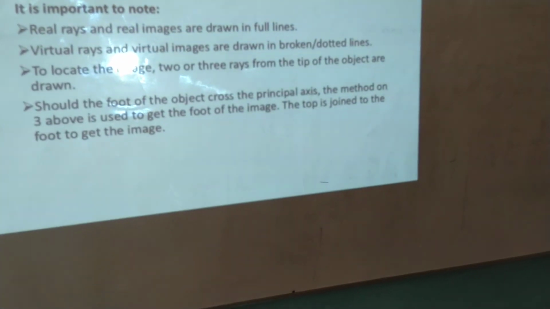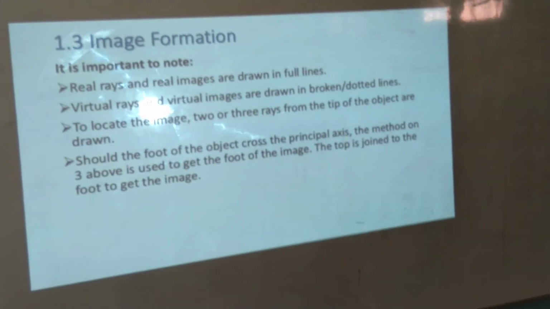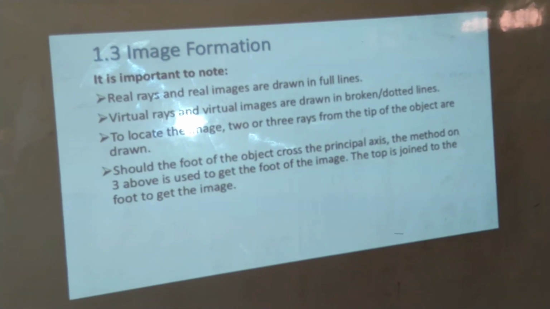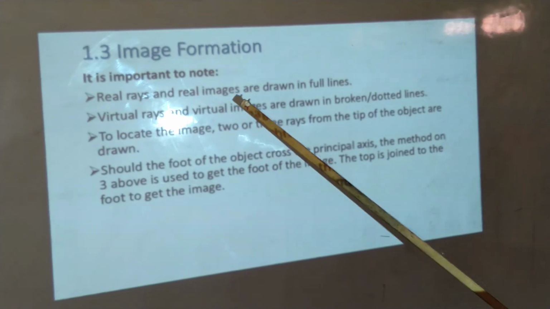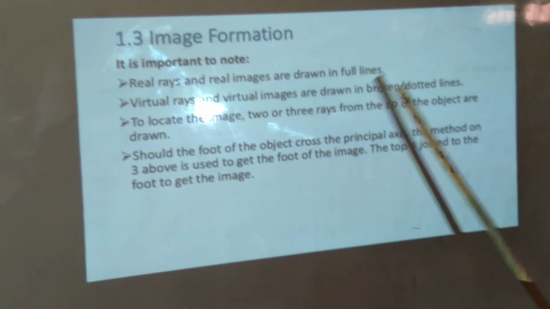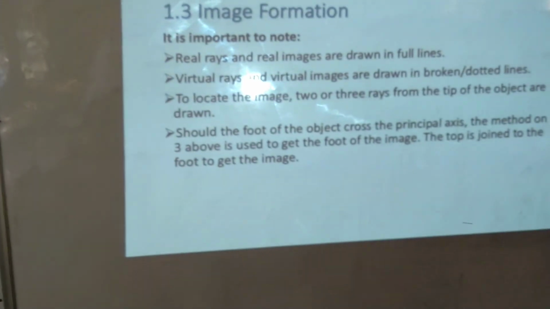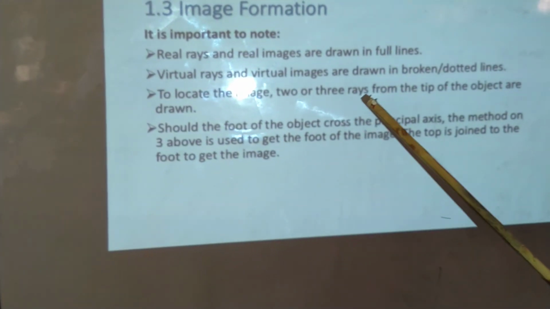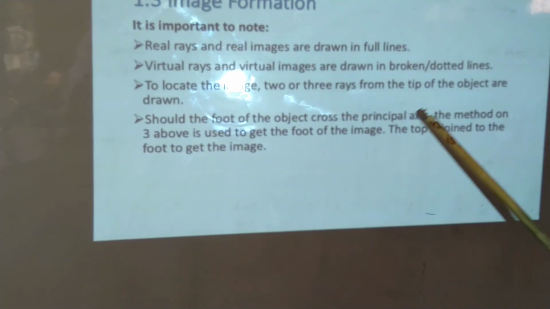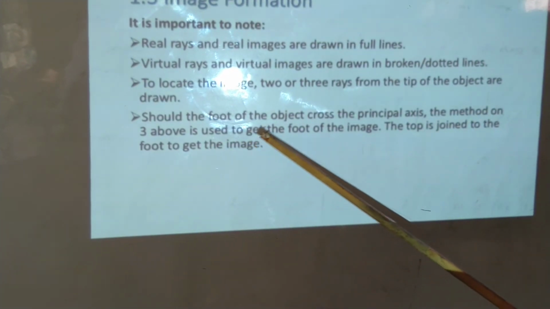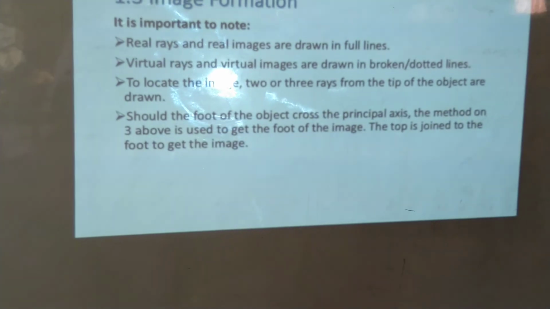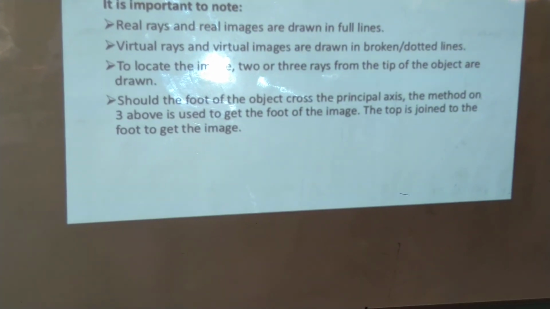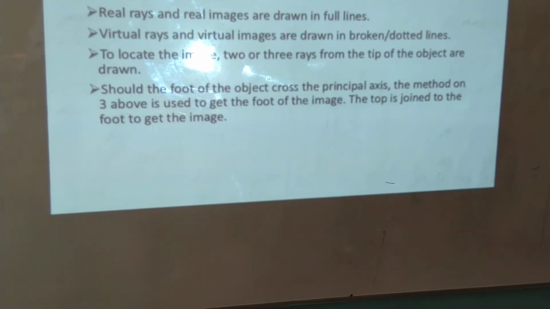Next, we have the image formation. As you can see, it's important to note the following. One: real rays and real images are drawn in full lines. Virtual rays and virtual images are drawn in broken or dotted lines. To locate the image, two rays from the tip of the object are drawn. Then, should the foot of the object cross the principal axis, the method above is used to get the foot of the image. The top is joined to the foot to get the image.